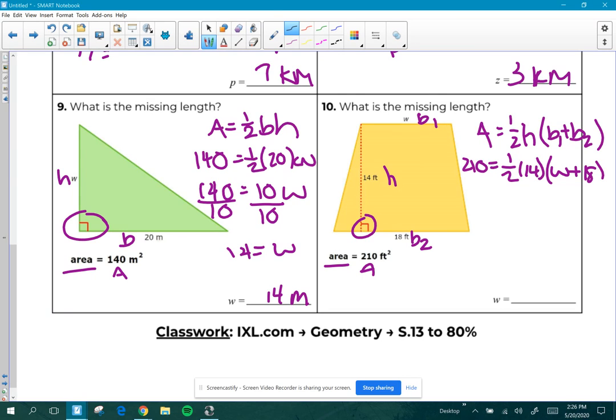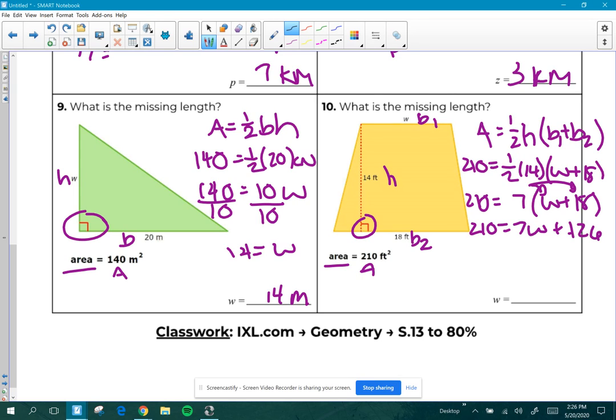So I'm actually going to start with the 1/2 times 14. So I can simplify that. 1/2 times 14 would just be 7. Half of 14 is 7. And then I have W plus 18. From here, I can distribute that 7 to both terms, and I have 210 equals 7W plus 7 times 18 gives me 126.